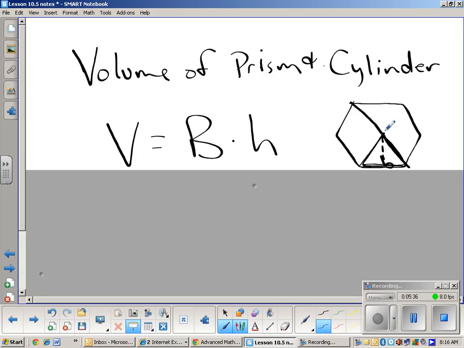Or, let's look at the top one. What if I know the radius? Then I would know this one here also, right? What's the angle in between here going to be?